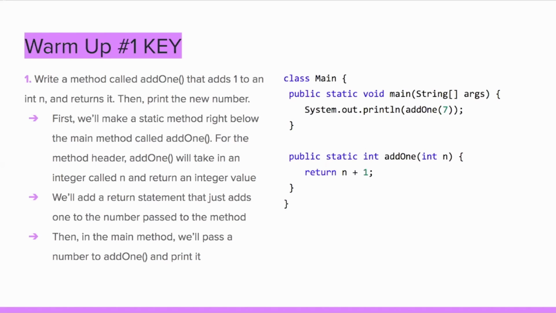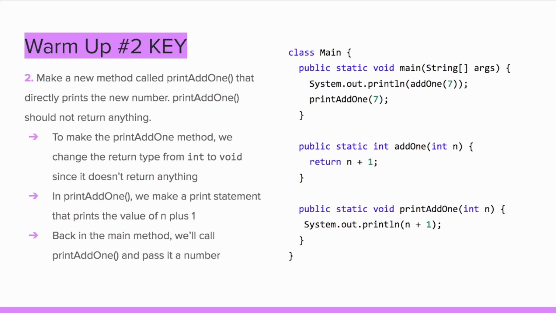We want to write a static method called add1 below the main method. For our method header, add1 will take in a parameter, integer n, and will return an integer value. Then we'll add a return statement that just adds 1 to the number passed to the method. In the main method, we'll call the method add1, pass the number, and print it.